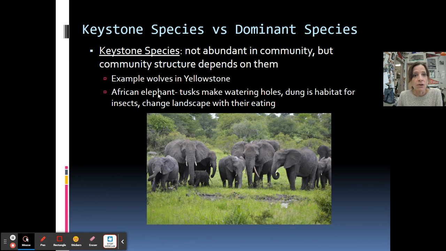African elephants are also keystone species, so again, there's not very many of them compared to other populations in the ecosystem, but their tusks, when they're digging, can make watering holes for other organisms. Their dung is habitat for insects, and when they eat, they change the landscape of the ecosystem.